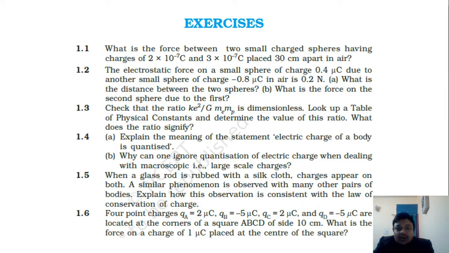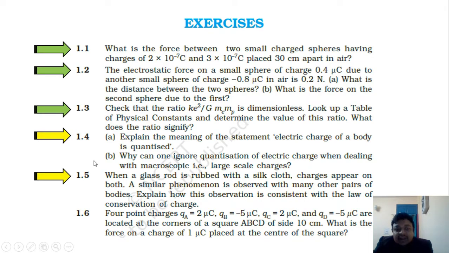Till now, in the previous 3 lectures, we have solved the first numerical in lecture 1, the second numerical in lecture 2, and the third numerical in lecture 3. All these 3 numericals are already solved. Today I will not take 1.4 and 1.5 directly, because they are conceptual questions and I will be sharing their answers in the description. They are just theoretical concepts, which need to be explained directly with the theory.